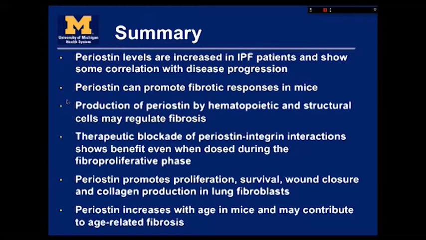We know Periostin can promote fibrotic responses in mice, that the production of it by both hematopoietic as well as structural cells seems to be important. We're very excited about the fact that a therapeutic blockade seems to have some efficacy. We know that Periostin can promote many features in fibroblasts that seem to be pro-fibrotic, and that it increases with age and may contribute to age-related fibrosis.